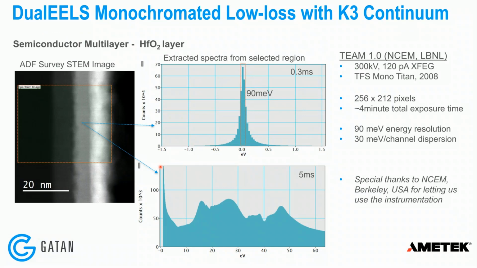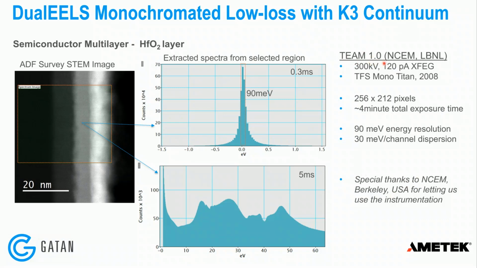We've already increased our dynamic range with respect to K2, but if we do DualEELS, we expand our dynamic range even further. This is an example from a semiconductor multilayer sample. We have a silicon layer, silicon oxide, I think titanium nitride, and then this hafnium oxide layer. This was done at Berkeley, so thanks to Berkeley and Ensign for allowing us to use the equipment.